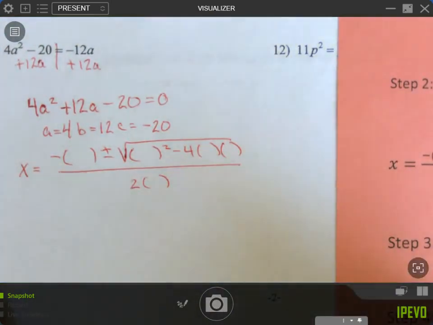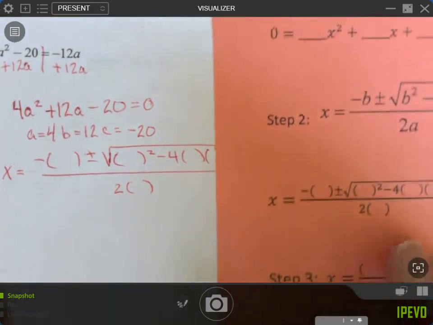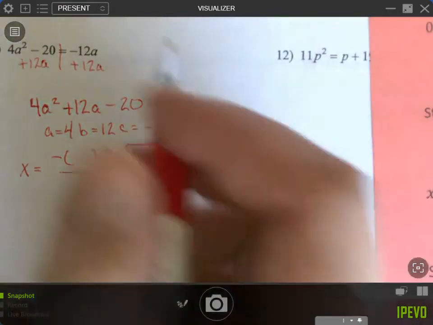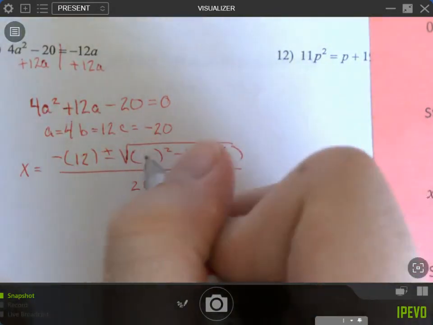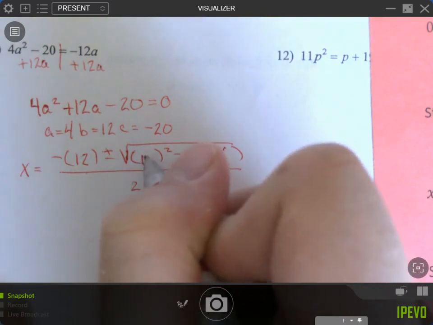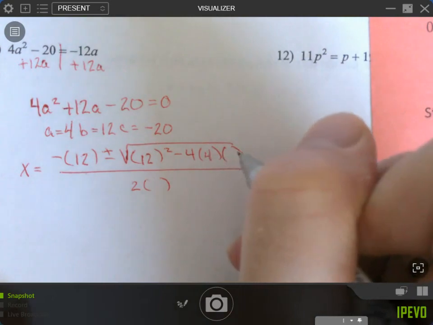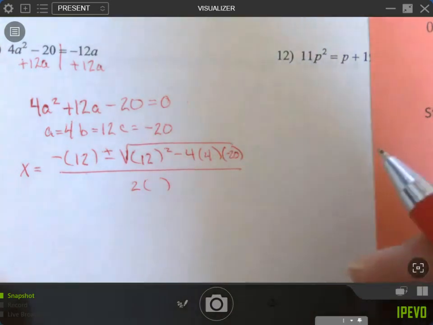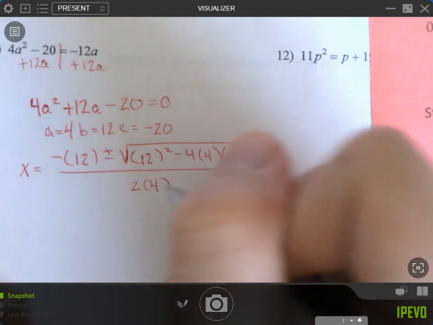All right, once you have your template out using this sheet, now we're going to fill in using our formula. So the first is negative b, which would be negative 12, plus or minus, and then I take my square root, and I put the b in here, and I square it, minus 4 times a, which is 4, times c, which is negative 20. All over 2 times a, which is 4.